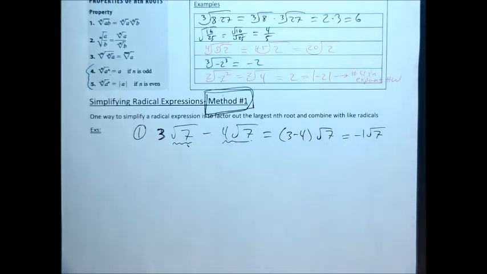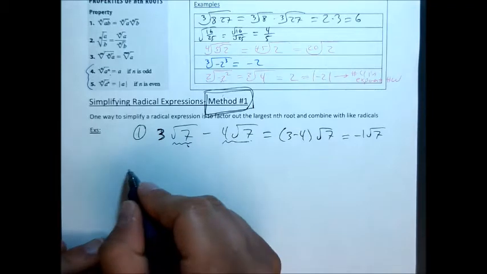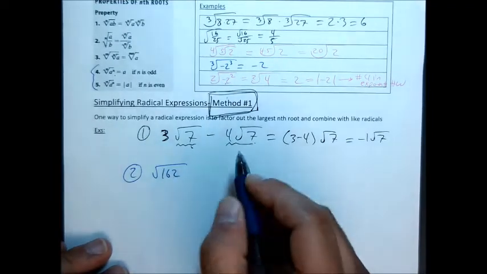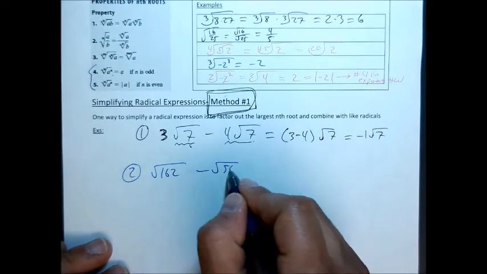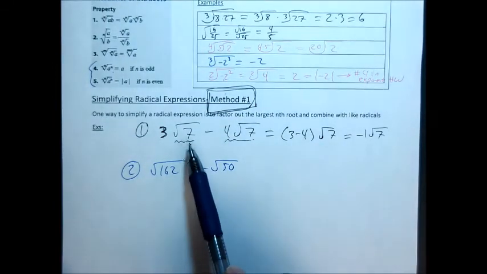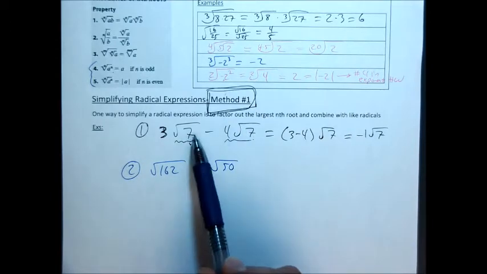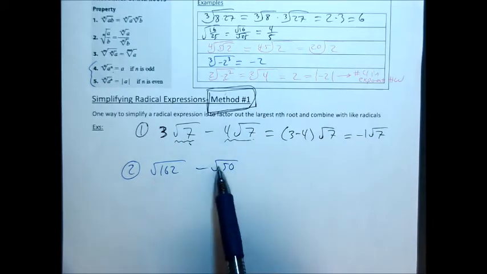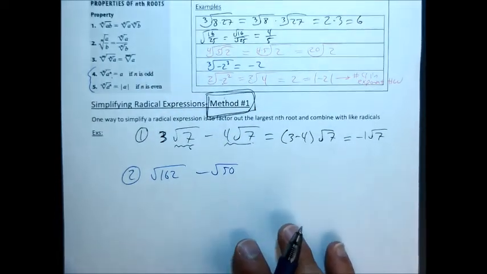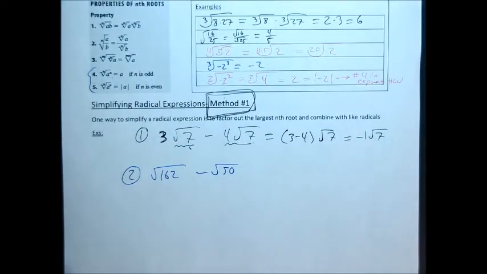Now sometimes it takes a little work to get it into that form. So let's look at one that takes a little bit more work. Let's say we had square root of 162 minus the square root of 50. We can't combine those outright because they don't have the same radical, right? In the previous example, they both had radical 7. These are two different radicals. But we can use the properties that we just learned about to break these up and end up with the same radical, and then we'll be able to combine them.